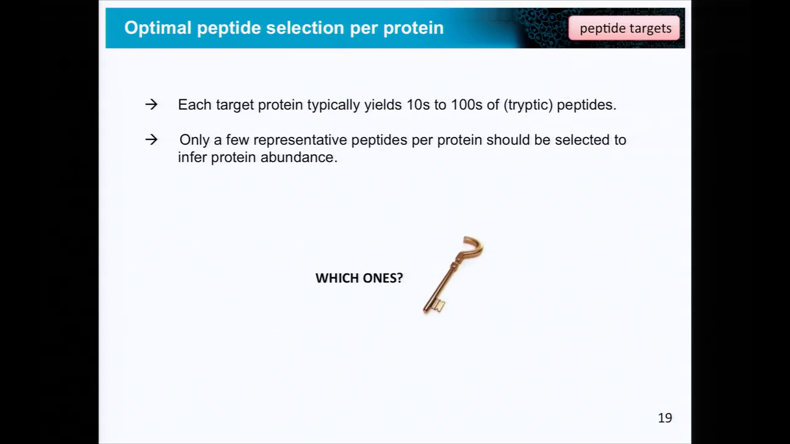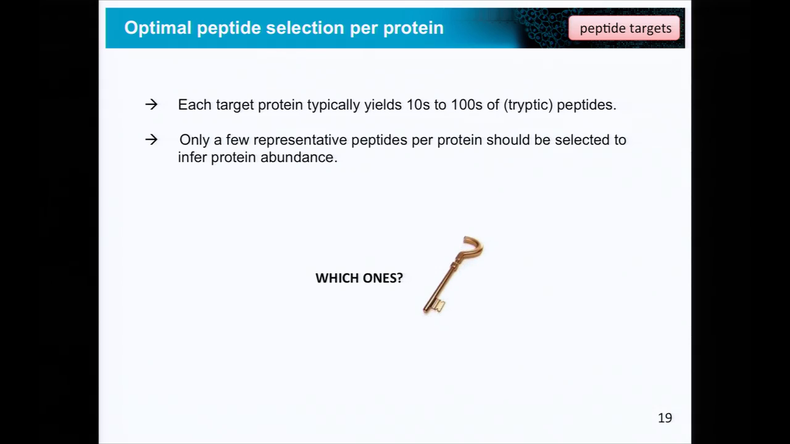Okay, once we have selected our target proteins, the next question is which peptides shall we choose for these ones? Because each protein, if we work with a protease like trypsin, typically yields tens to hundreds of different peptides. And the big question is, which ones of those shall we choose?